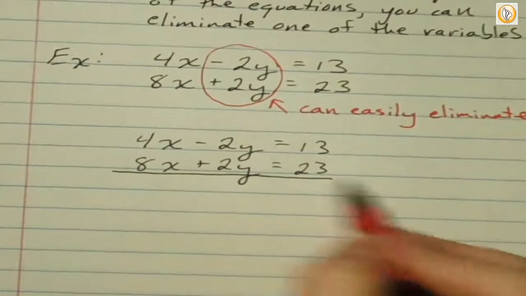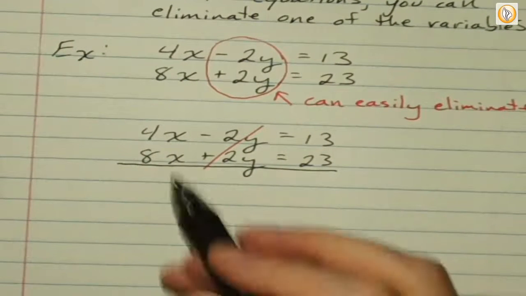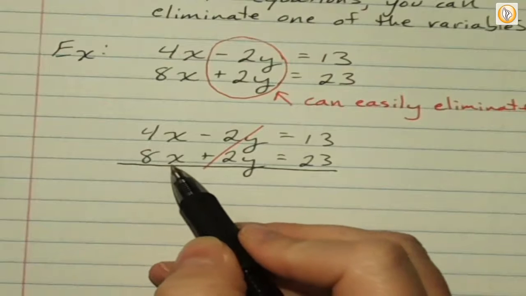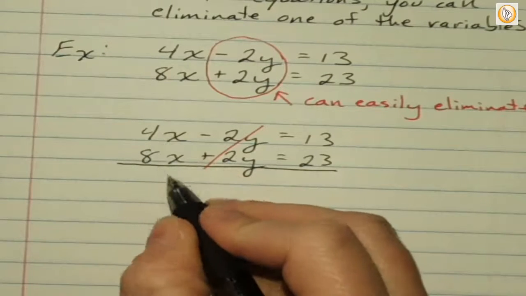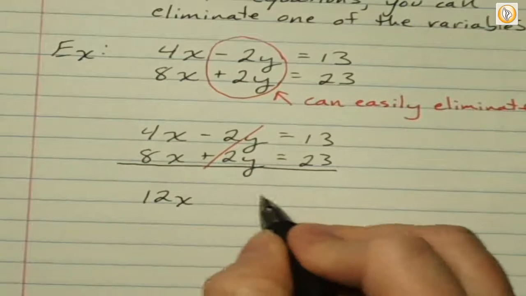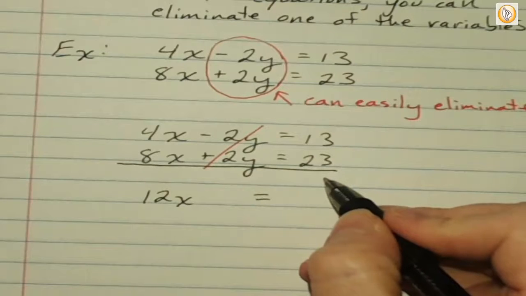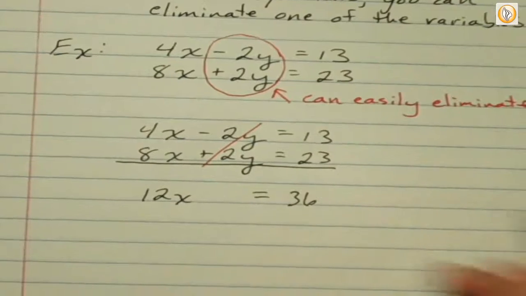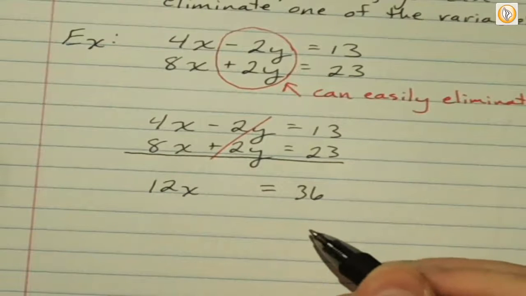Okay, so now that I've drawn my line, we're going to use it like an adding or subtracting problem. There we go. We eliminated that. 4x and 8x is, everyone? 4x plus 8x is 12x. That's eliminated, so equals, what's 13 and 23? 36. I should have written that right underneath there. That's going to be confusing.